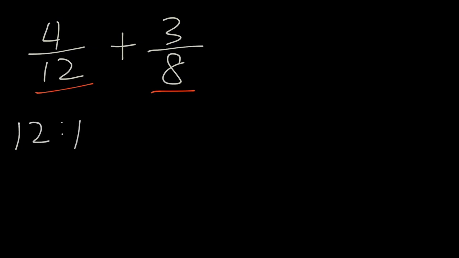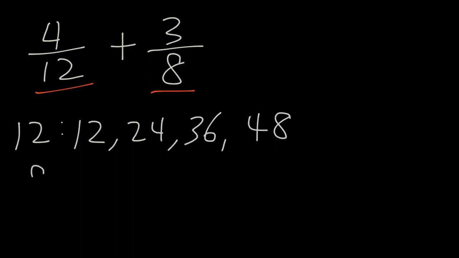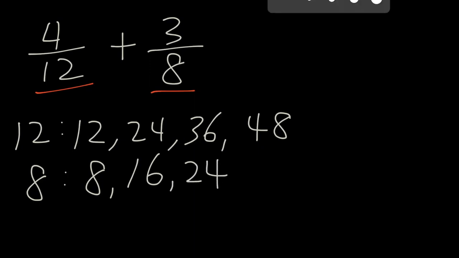So 12, 24, 36, 48, and for 8 will be 8, 16, and we'll stop whenever we see one that matches, 24, and in this case we can see 24 matches here and here. So now we can solve this equation by making the denominator 24.